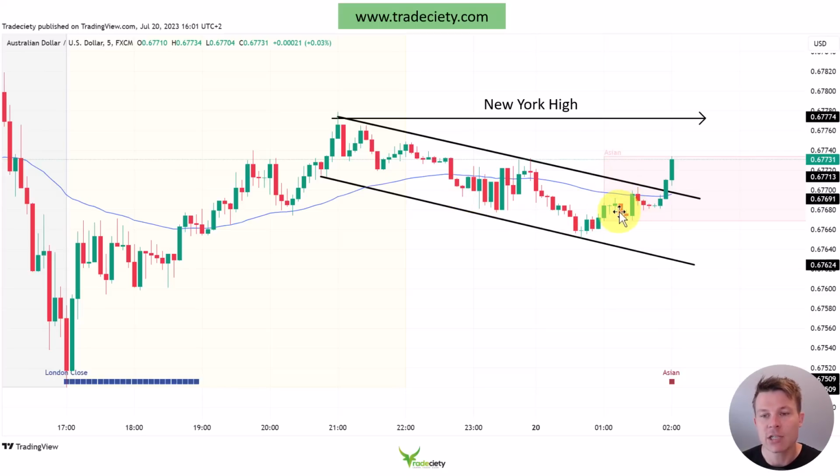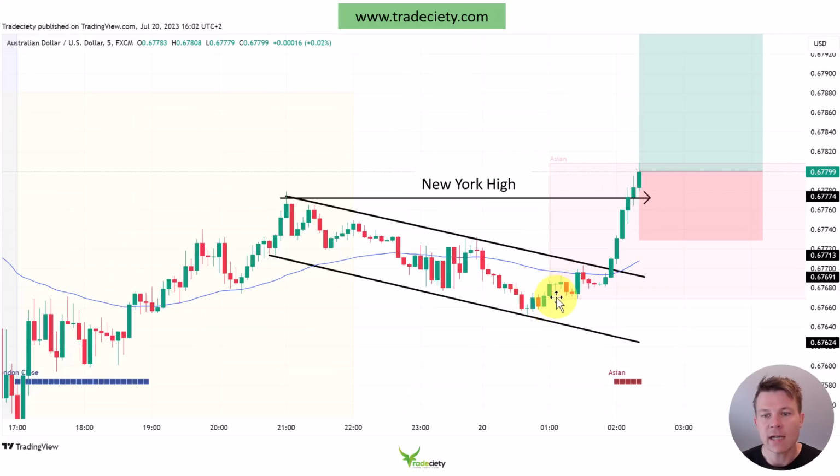However, once the Asian session starts, especially if we trade a market and a Forex pair that has exposure to the Asian session, such as here, the Australian dollar, which is also trading in the Asian session, we want to observe how the market is reacting to previous highs. What we can see is that as soon as the Asian session starts, we have a very strong bullish sequence, and the market is able to clear the New York high.